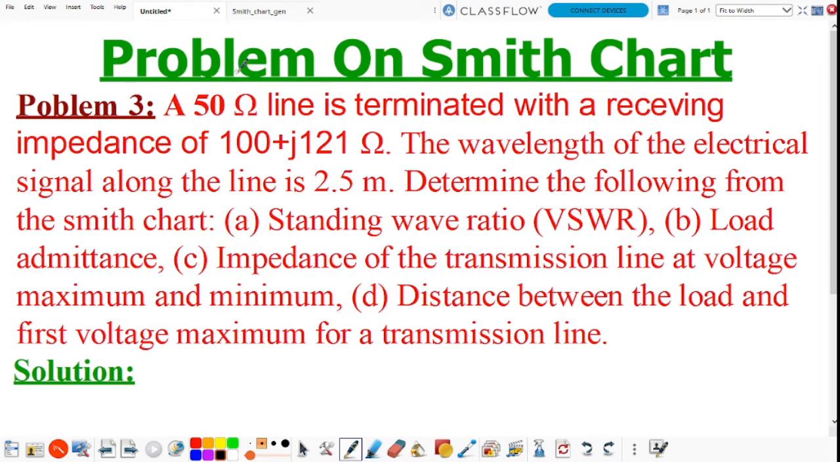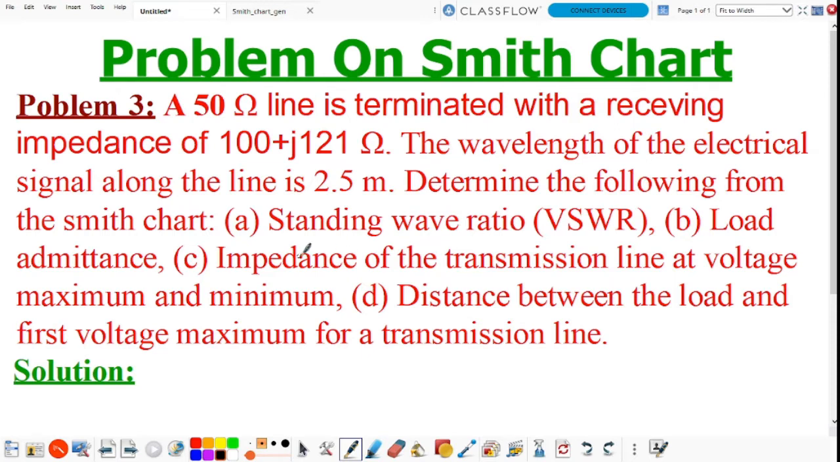Hi everyone. In this video, we are going to discuss another example of the Smith chart. The given example is a 50 ohm line terminated with a receiving impedance of 100 plus j121 ohms. The wavelength of the electrical signal along the line is 2.5 meters. Determine the following from the Smith chart.